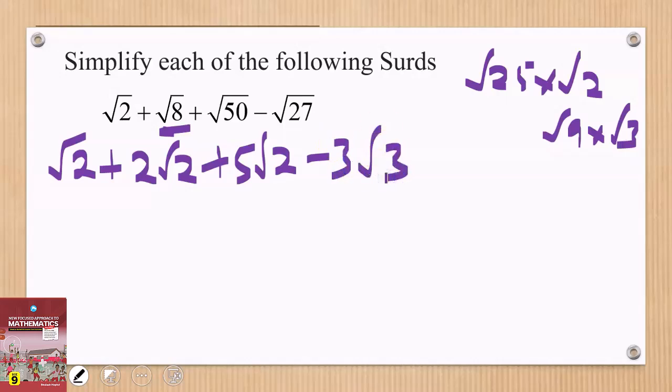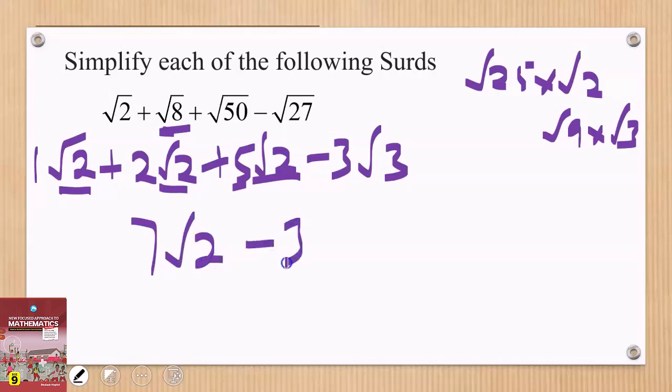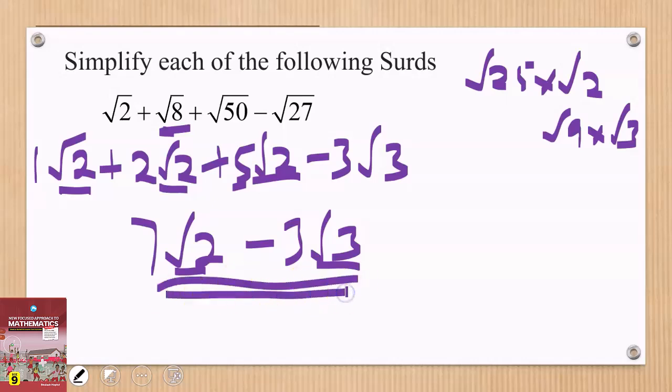Now we want to simplify this. Since this is root 2 and this is root 2 and this is root 2, we can now add them to say that here is 1 plus 2 making 3, plus 5 making 8, so 8 root 2. Okay, then minus 3 root 3. Now since root 2 and root 3 are not the same, we cannot add or subtract them, so this becomes our answer.